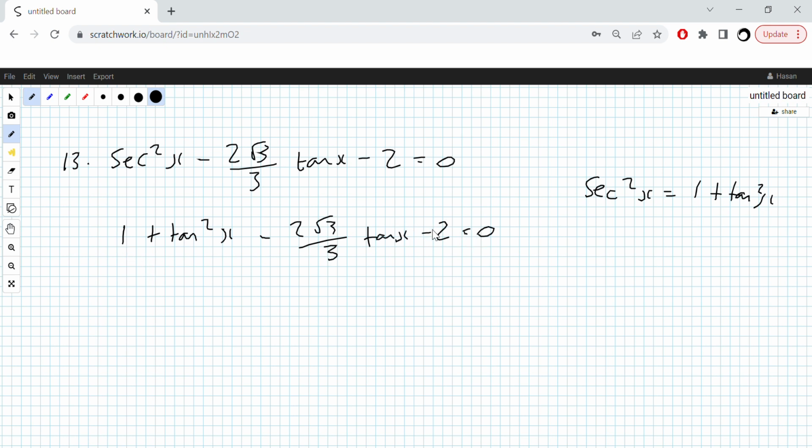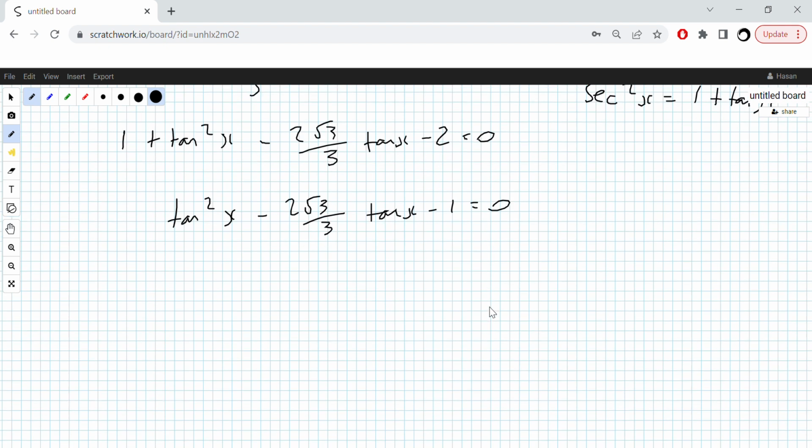We can simplify the 1 minus 2 into minus 1. So now we have tan squared x minus 2 root 3 over 3 tan x minus 1 equals 0. We can see we have a quadratic now, as we have the squared and we have tan x over here. And what I would do to simplify first, always I do this, is I'd write tan x equals y. So now we have a more normal looking quadratic.